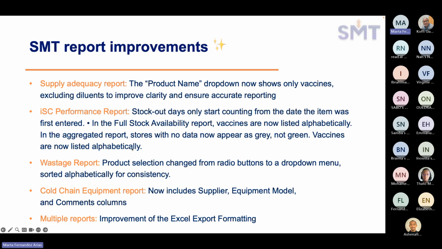As you can see, these are kind of minor changes. In the wastage report, the product selection, before it was a button that you had to click to select your vaccine. If you had many vaccines, this was a bit difficult to navigate, so we have changed it to a drop-down menu, and we have sorted the vaccines alphabetically. And in the cold chain equipment report, which is the one I have just shown you, you can see now there is a column for the comments, and there are also two new columns that indicate the supplier and the equipment model, which were not there before.